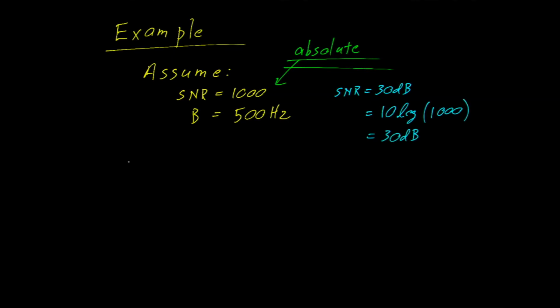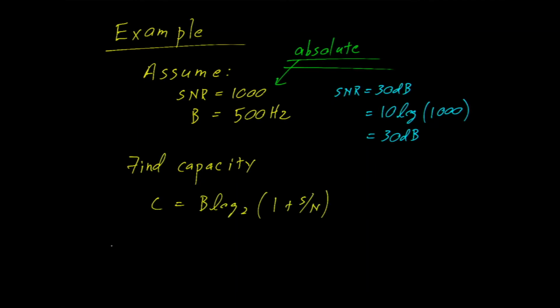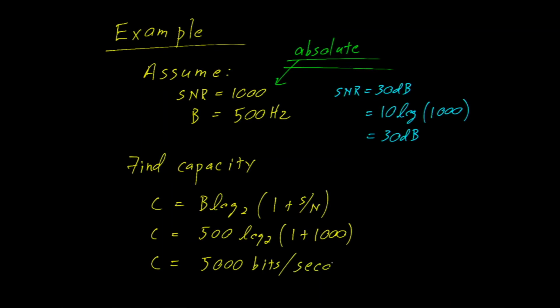The first step is to find the channel capacity. C is equal to B log base 2 of 1 plus the signal-to-noise ratio. C is equal to bandwidth 500 times log base 2 of 1 plus the signal-to-noise ratio. That gives us a channel capacity of approximately 5,000 bits per second. By the by, you have to be very careful in this section of the class because we have log base 2 and we have log base 10 that exist in the same problems. So watch out for that.